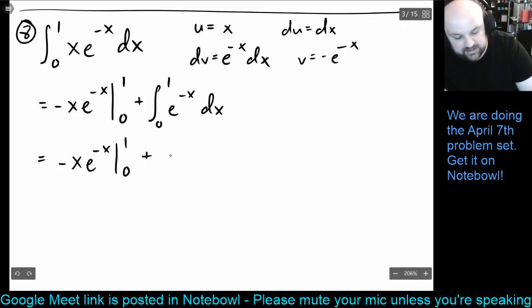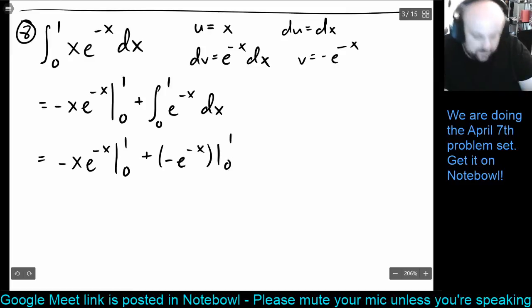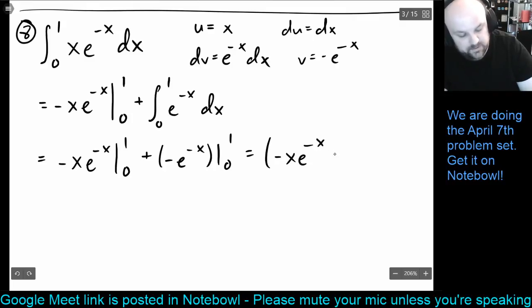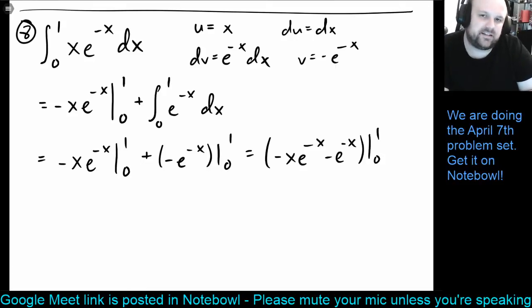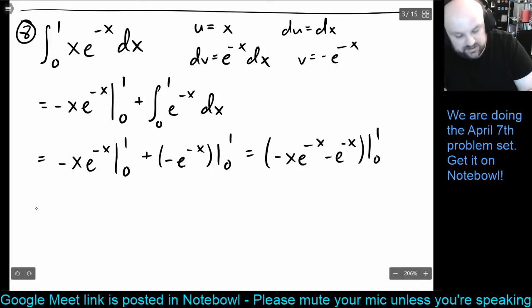Here, so I want to integrate this. This is negative e to the minus x from 0 to 1. So here we're kind of now saying, all right, we can just evaluate all this stuff at once from 0 to 1. Right? And I personally think this is a little bit nicer, but at the end of the day, do whatever you want. All right. So plug in 1. So we're going to get negative e to the minus 1 minus e to the minus 1. And then plug in 0, 0 minus e to the 0.